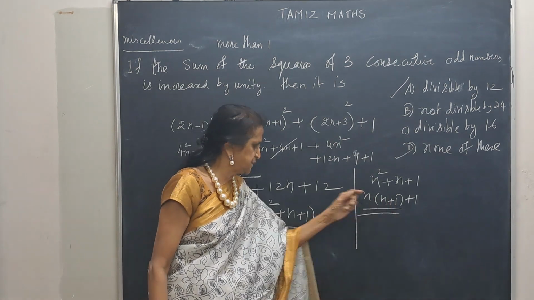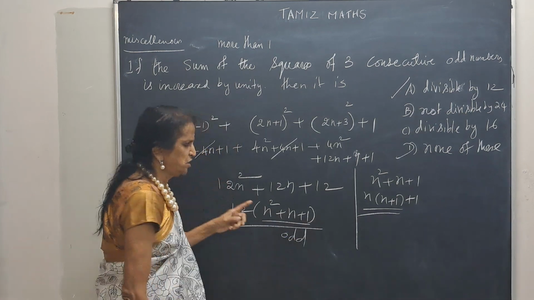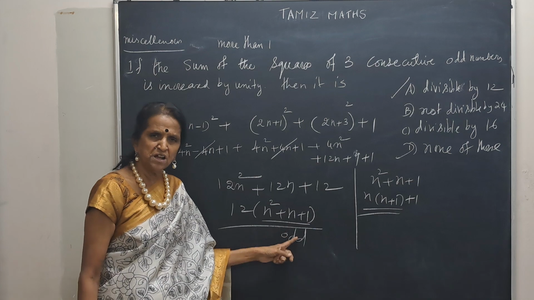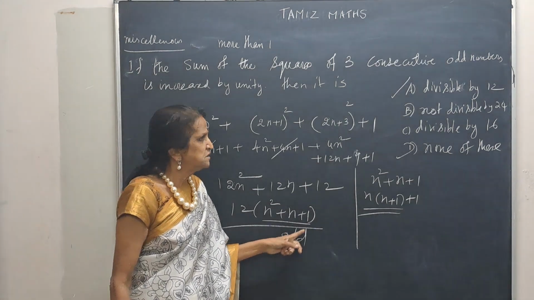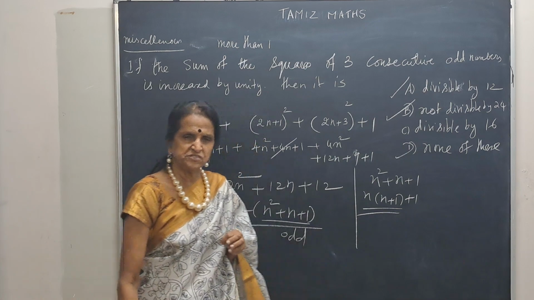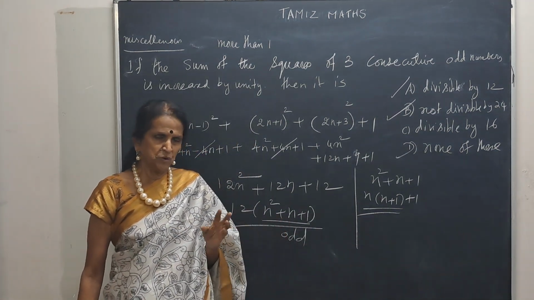Plus 1, so this will be odd. So 2 cannot be a factor of this. When 2 cannot be a factor of this, 24 can't be a factor of this, isn't it? So not divisible by 24. This is what you have. The problem is over. But I would like to give you a small thing.